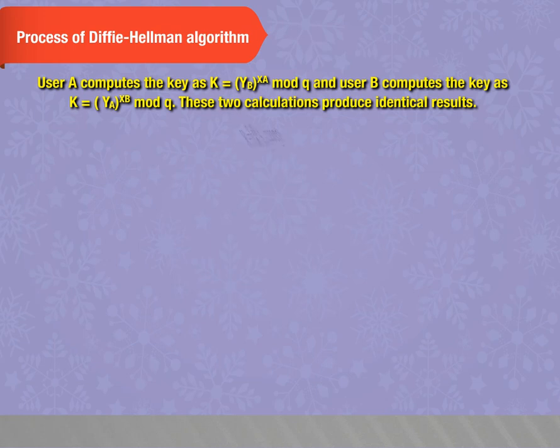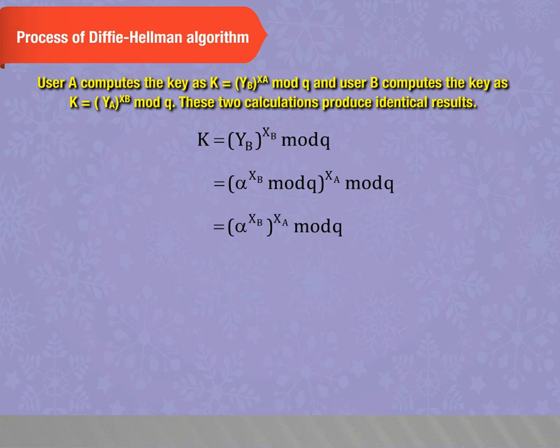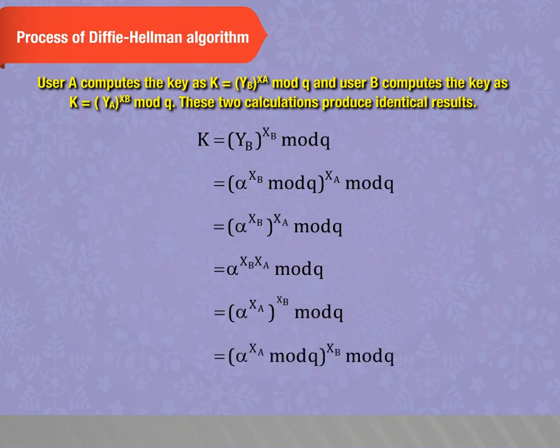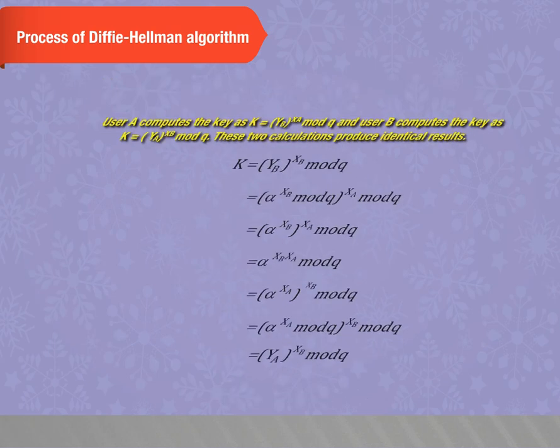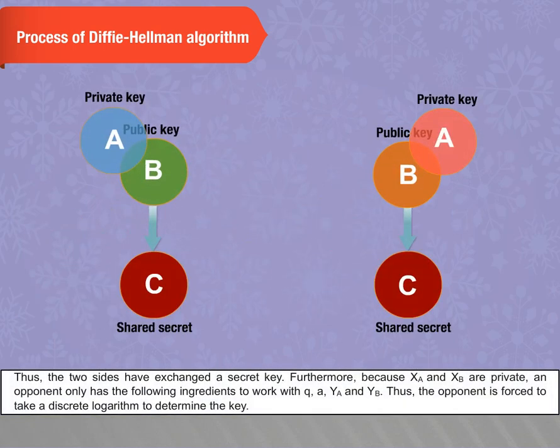K is equal to yb to the power xa mod q, which is a to the power xb mod q, to the power xa mod q, which is a to the power xb to the whole power xa mod q, which is a to the power xb times xa mod q, which is a to the power xa to the power xb mod q, which is a to the power xa mod q to the power xb mod q, which is ya to the power xb mod q. Thus, the two sides have exchanged a secret key.